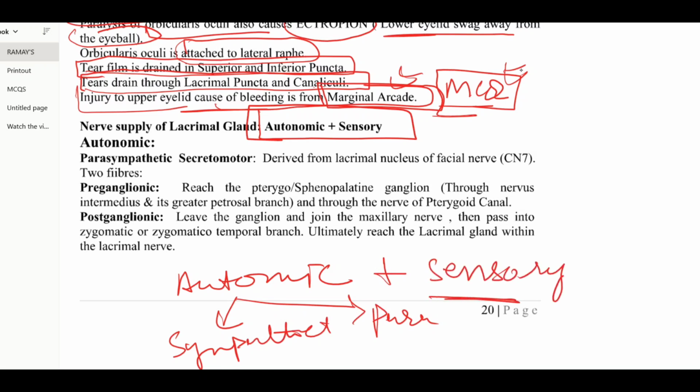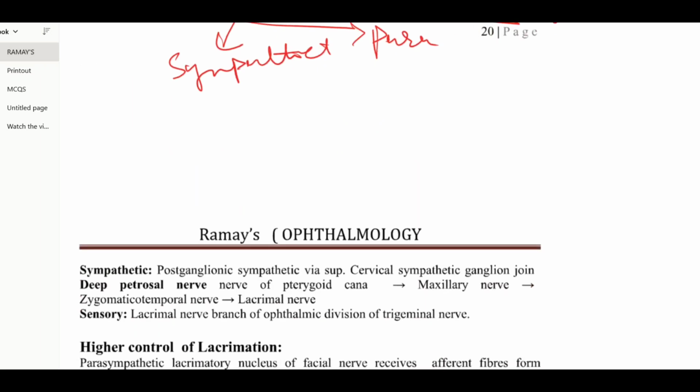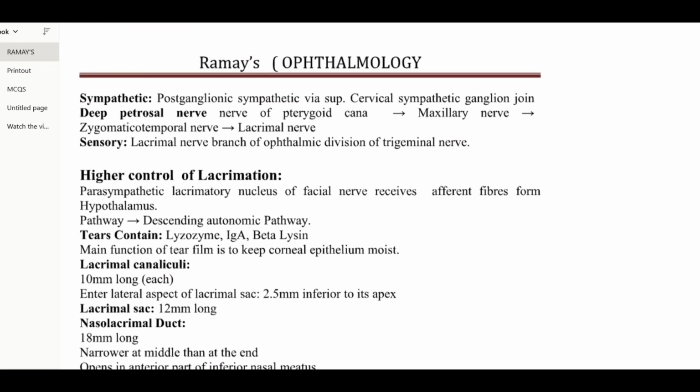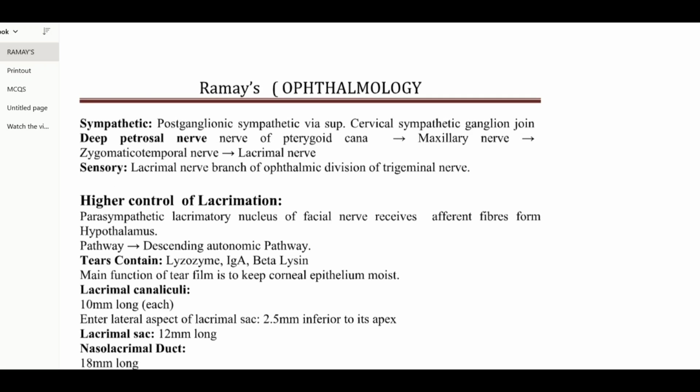First we will see the sensory supply because it is short and easy to remember. Sensory supply of the lacrimal gland is from the trigeminal nerve. Which branch? From the lacrimal nerve, a branch of the ophthalmic division of the trigeminal nerve.